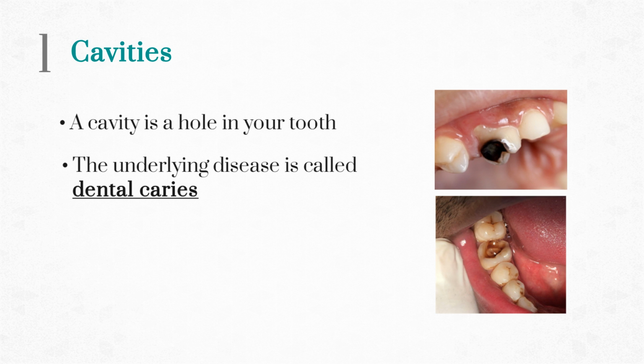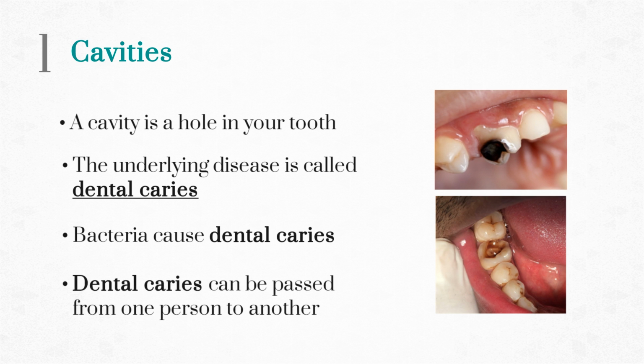What many people don't know is that cavities are caused by certain types of bacteria. So just like any bacterial infection, dental caries can be passed from one person to another. That means that if someone in a family has active caries, they can pass it to another person in the family if they share utensils or toothbrushes, or if a parent touches a baby's bottle or pacifier with their mouth.